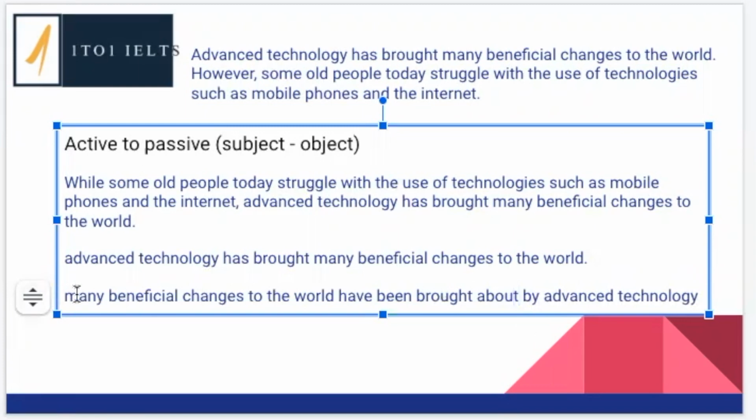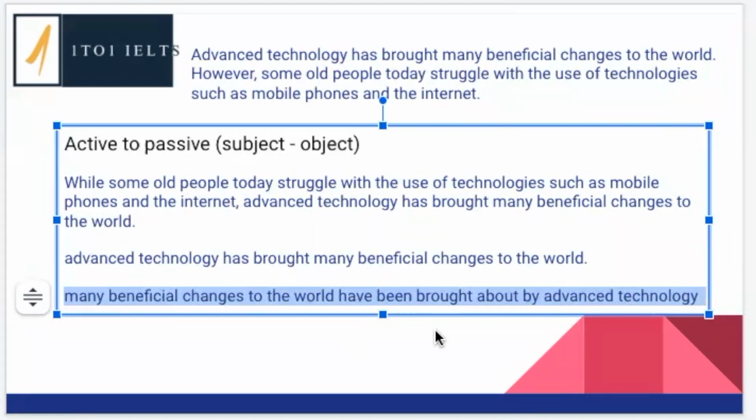Now let's check if it makes sense. Many beneficial changes to the world have been brought about by advanced technology. In this instance, this works really well. So this verb has brought changes into the passive voice really nicely. So whereas in the original sentence we tried, which was a struggle with, doesn't really work in the passive voice, this one works really well. And therefore, that's all we need. We've managed to paraphrase this clause really nicely.